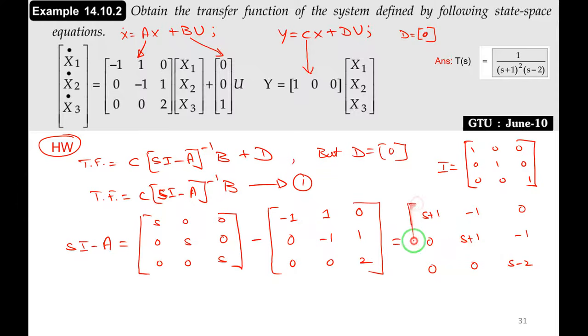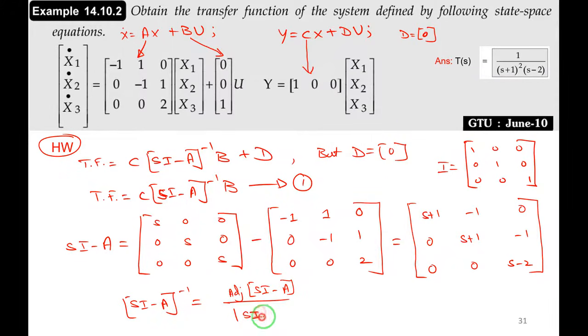So this is sI minus A. But what we want is (sI minus A) whole inverse. So it is equal to the adjoint of the matrix sI minus A divided by the determinant of the matrix sI minus A. So first we will find out the determinant of the matrix sI minus A.